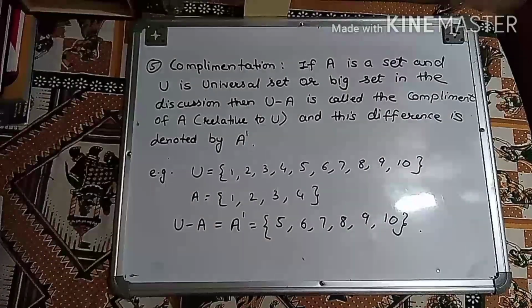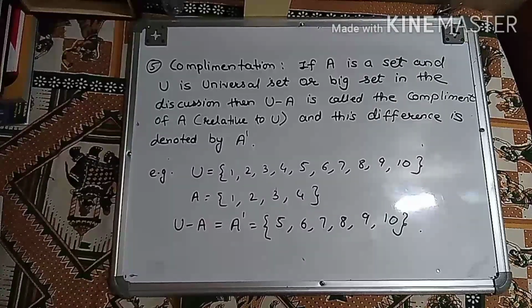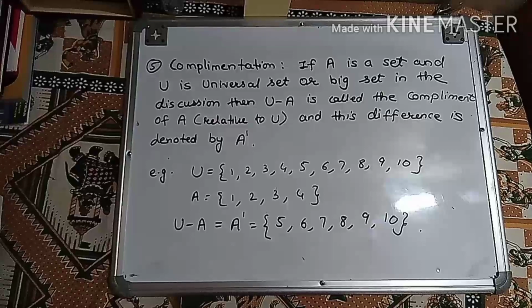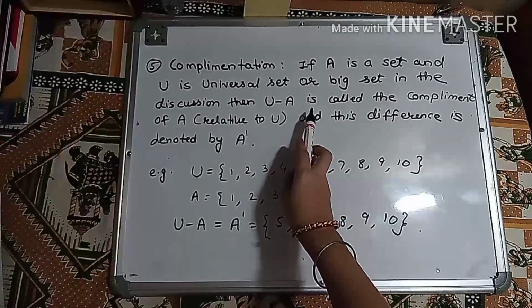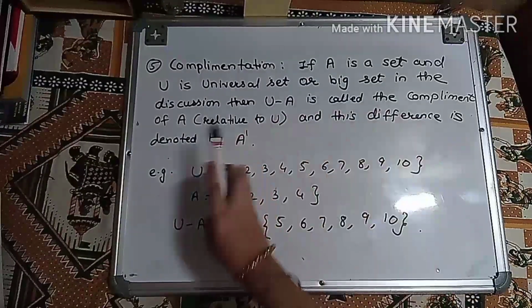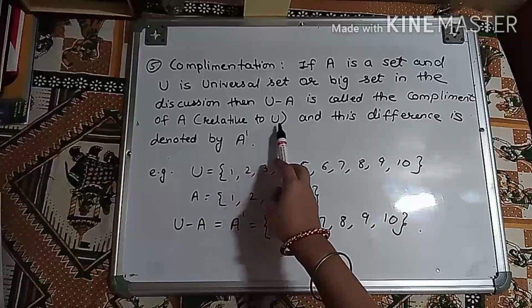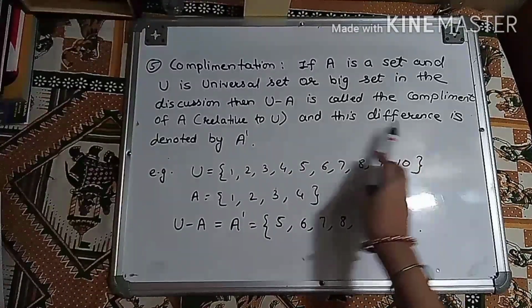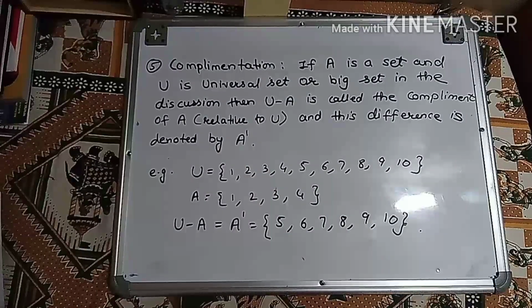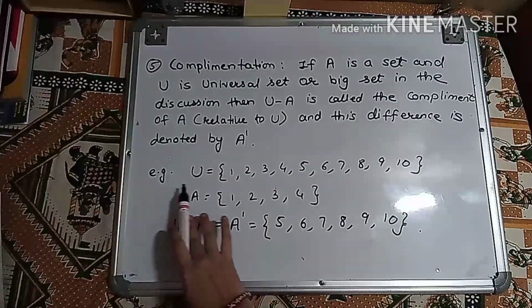Now next operation is complementation. Now if A is a set and U is the universal set or big set in the discussion, then U minus A is called the complement of A relative to U, whatever U we are taking, and this difference is denoted by A dash.